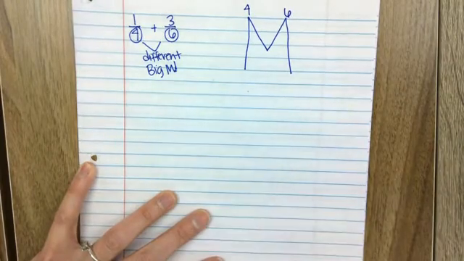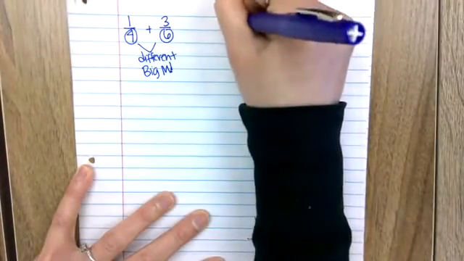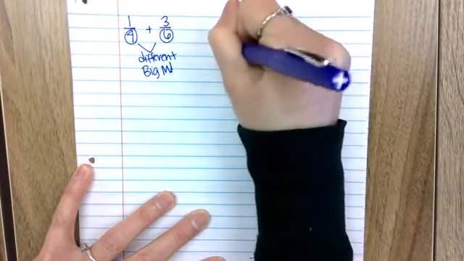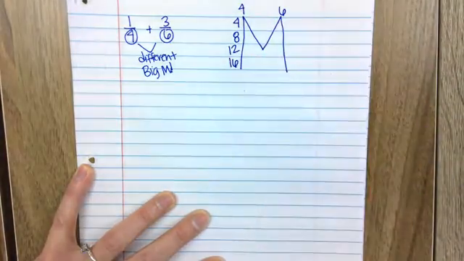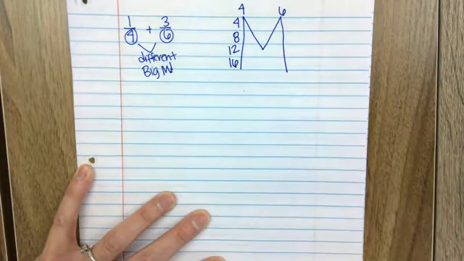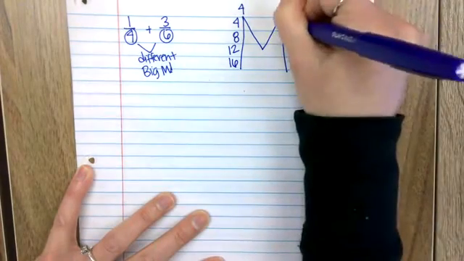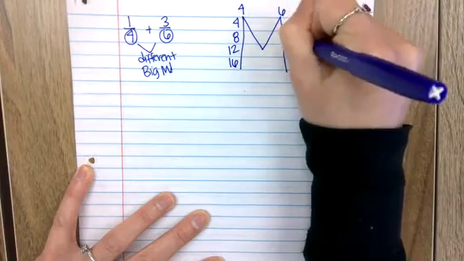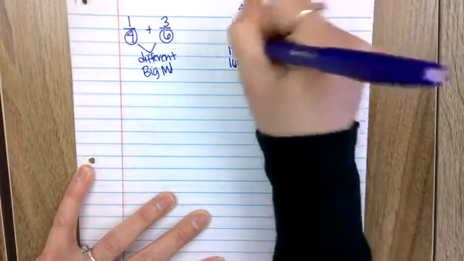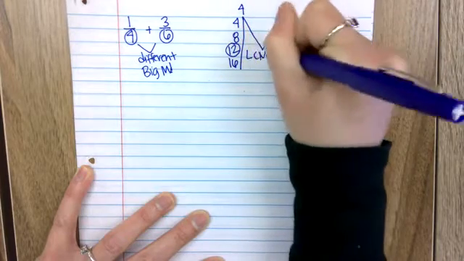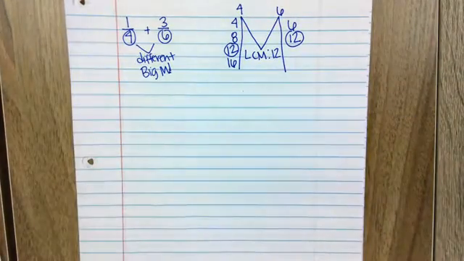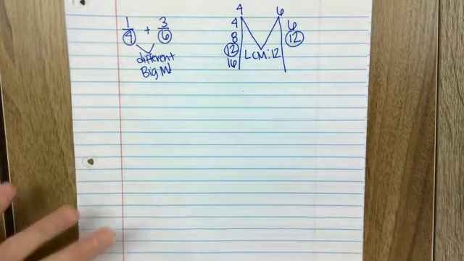Next, I'm going to list some multiples of 4. 4, 8, 12, 16, and if I need to add more to this side, I can. I'm going to list some multiples of 6 to see if I can find a match. 6, 12, all right, I found my match. My least common multiple is 12, which means that my least common denominator will also be 12.